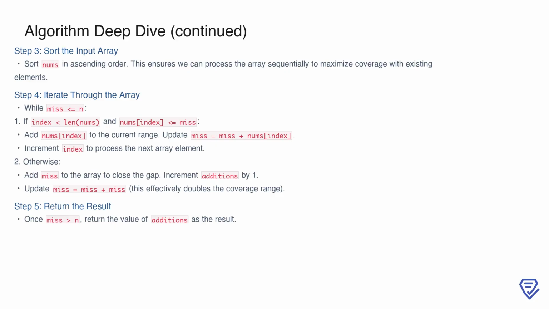The process continues until miss exceeds n, at which point all numbers in the range 1 to n are guaranteed to be covered. Finally, the algorithm returns the additions counter, which represents the minimum numbers added.